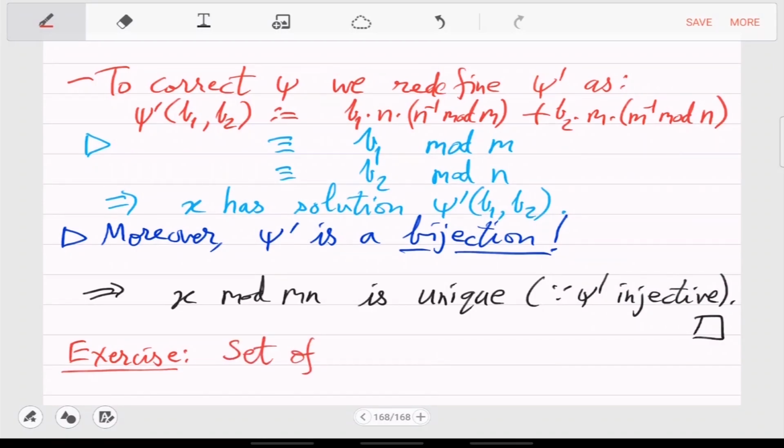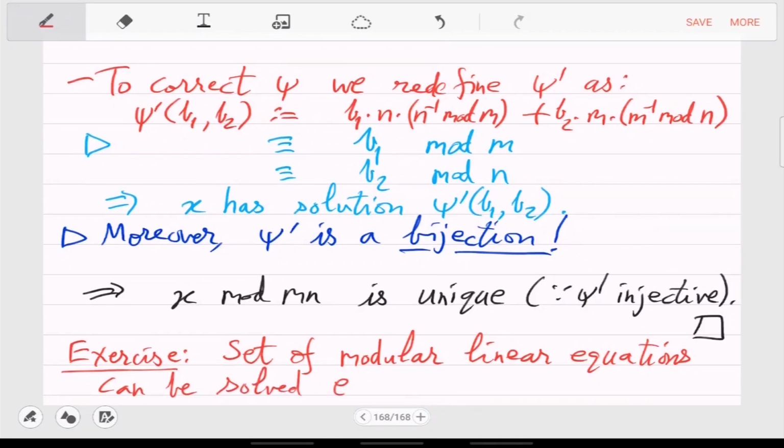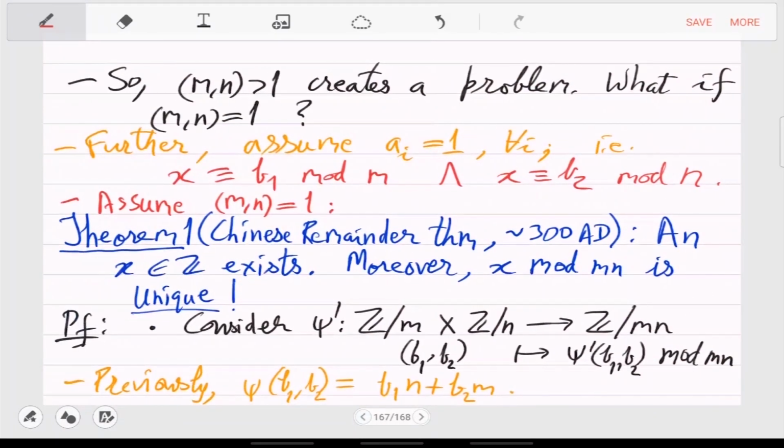Set of modular linear equations can be solved efficiently. Okay, this is what we have learnt. And all we are using is inverses and GCD computations. Clear?